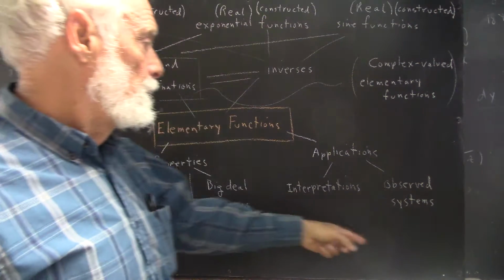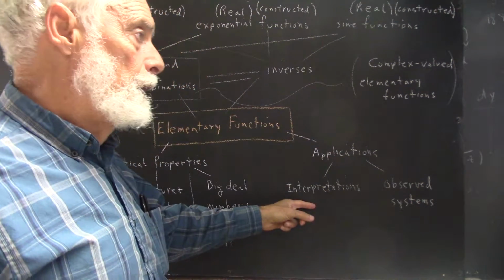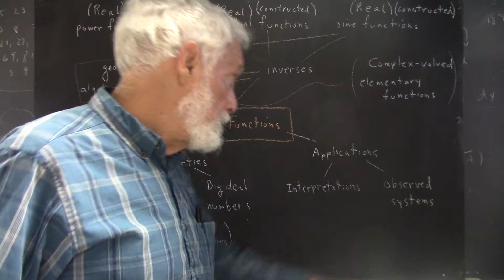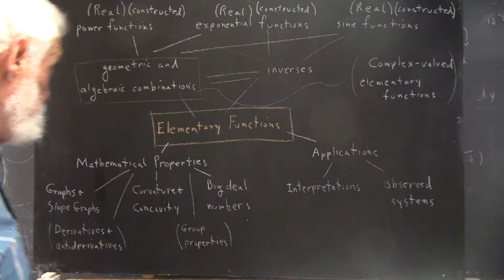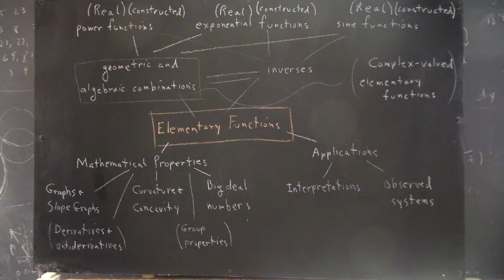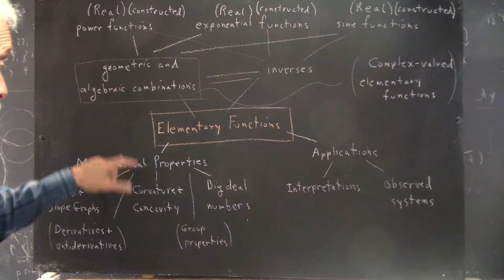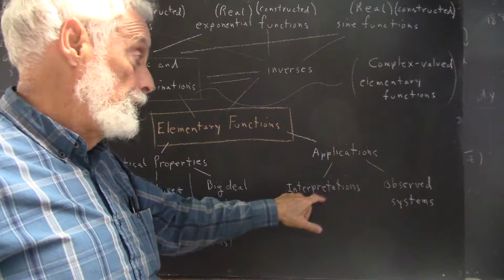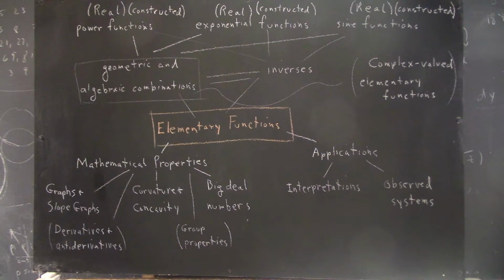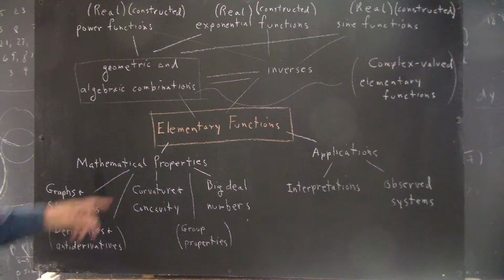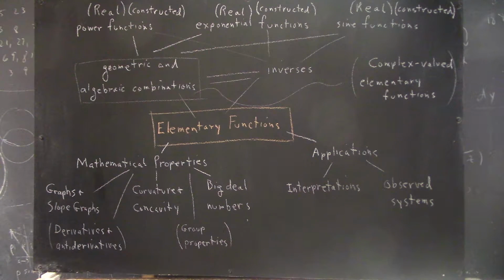As mentioned, we observed certain systems. We learned to interpret the functions that relate to these systems, and in the process, learn the rudiments of how to apply these functions. We also developed mathematical properties, and it's important to understand the mathematical properties so that you understand the interpretations, the applications, and the behavior of the systems that you're looking at. Mathematical properties we looked at were the mathematical properties of the graphs and the slope graphs, both algebraic and geometric properties, but starting with the geometric properties and also looking at numerical properties.